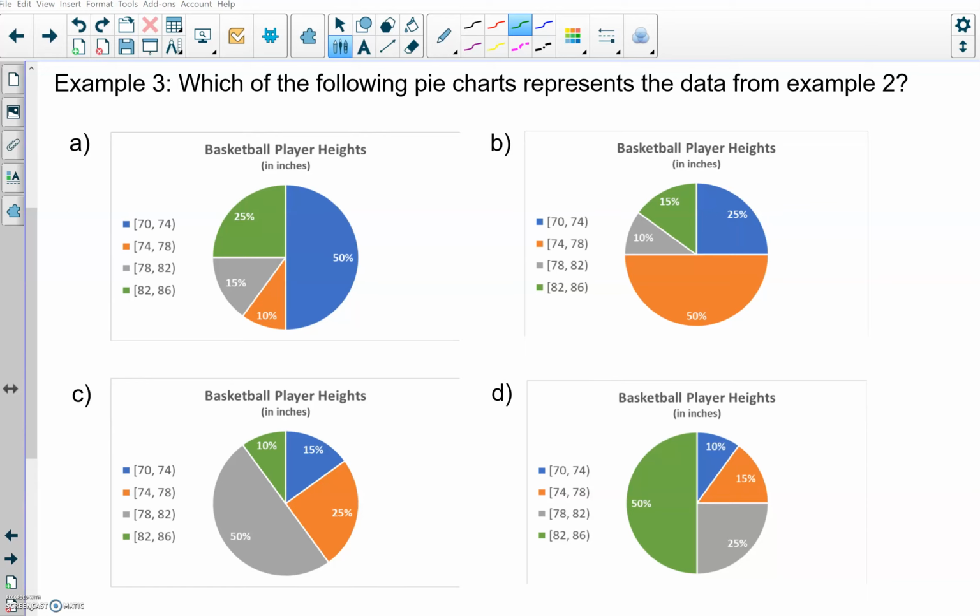Okay, so as you're looking through these, there's the percentages there. If you did the relative frequencies, it should be real easy. And I'm looking for where the frequency of 50% matches up. I'm going to just go with the biggest slice, and that should go with the 78 to 82. And the only graph that has that is part C. And if you look at the other percentages, they do match up to those relative frequencies. So graph C is the correct graph for that basketball player height data set that we had.